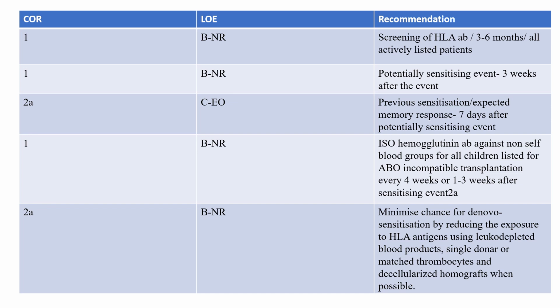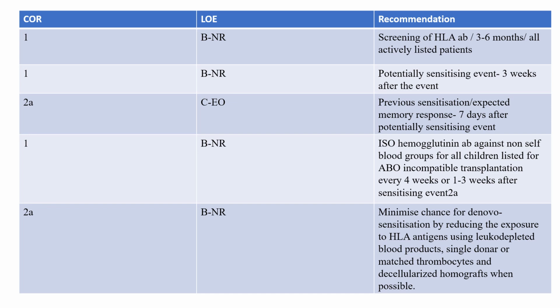And if a previous sensitization has happened and you are expecting a memory response, that is, adaptive immunity is already activated and just has to produce the memory response, in that case you have to repeat the PRA in 7 days. But here the class of recommendation is 2A, and the level of evidence is from expert opinion.